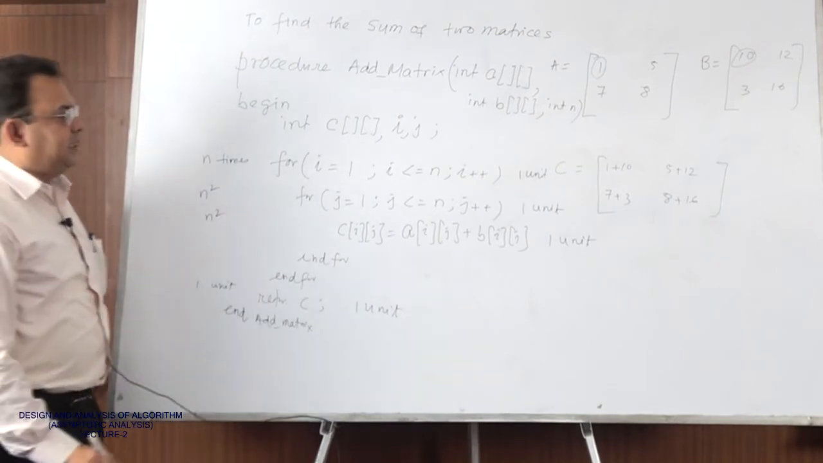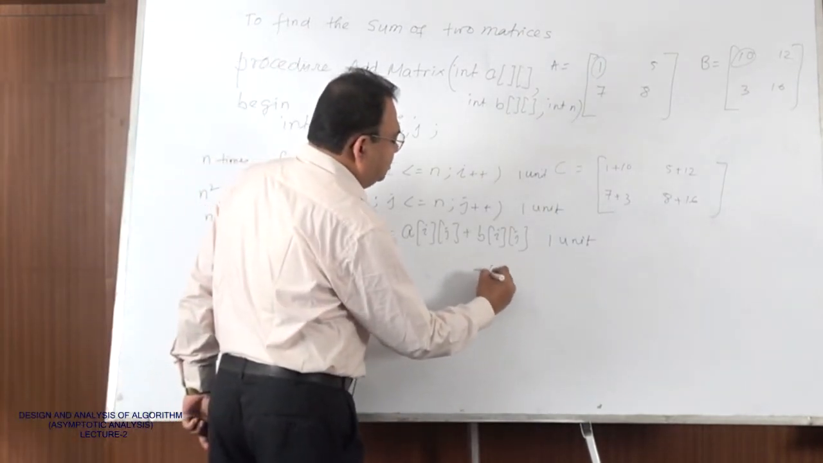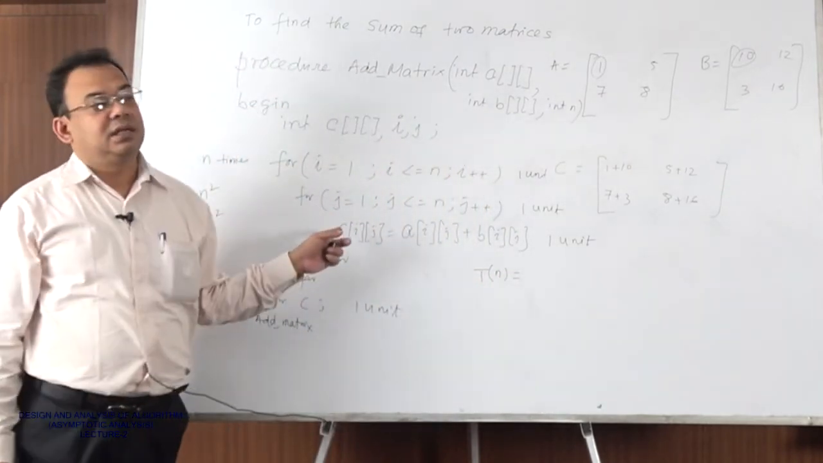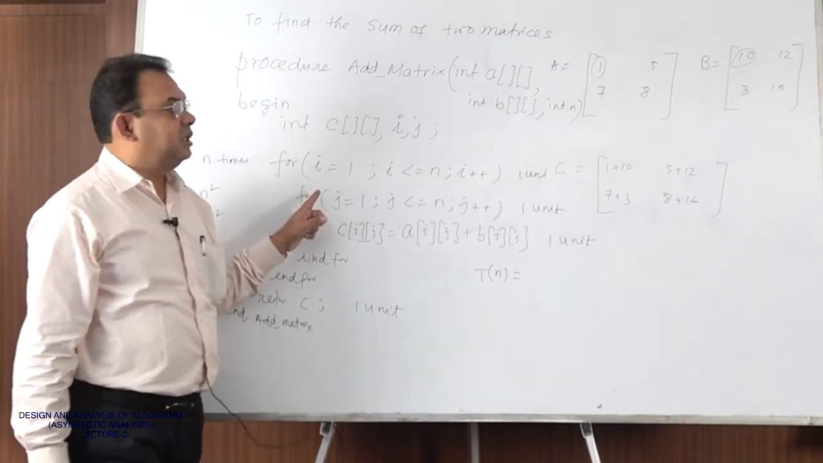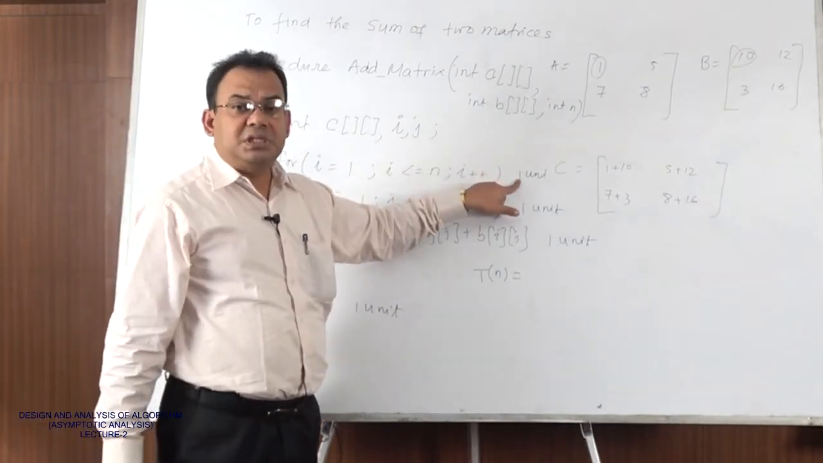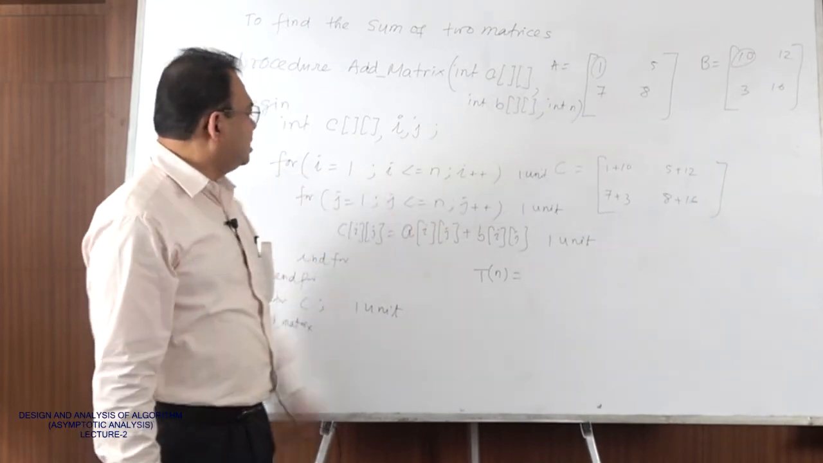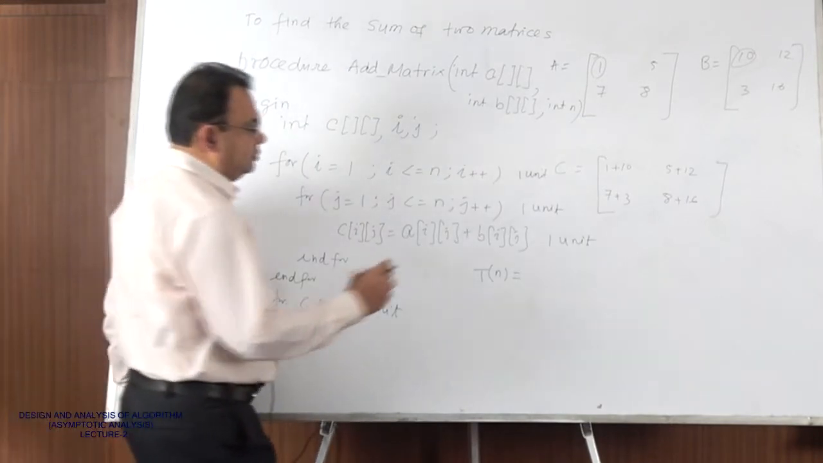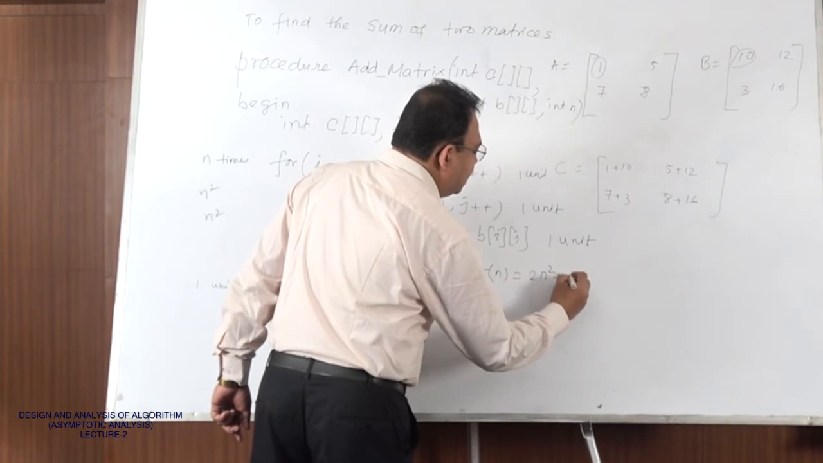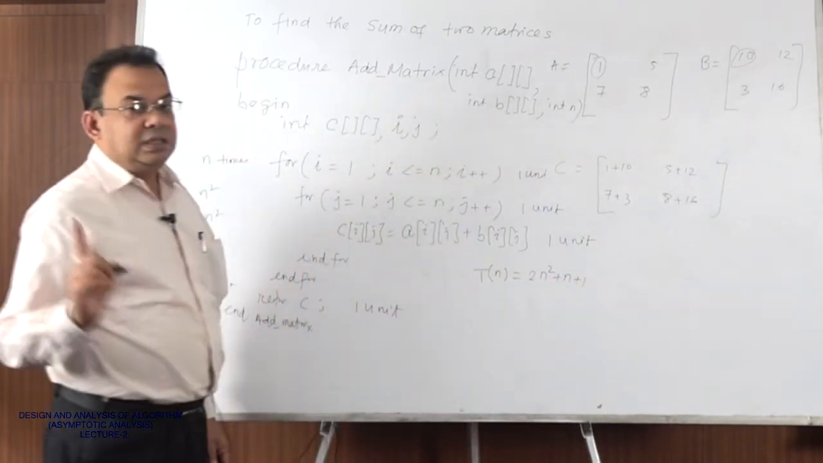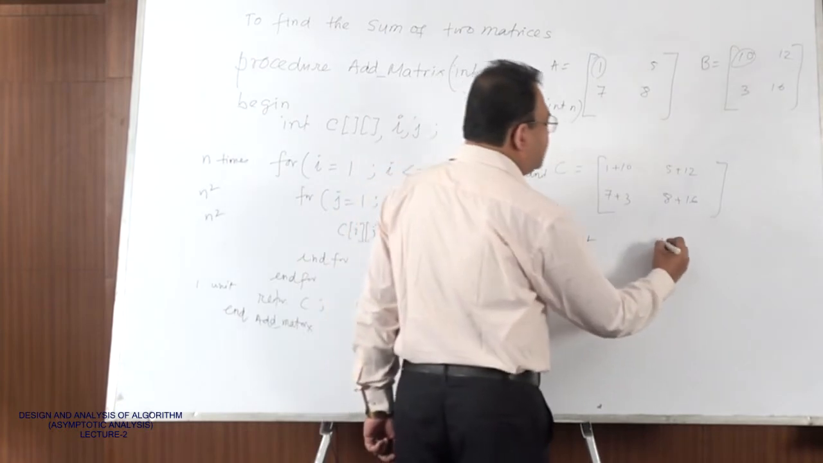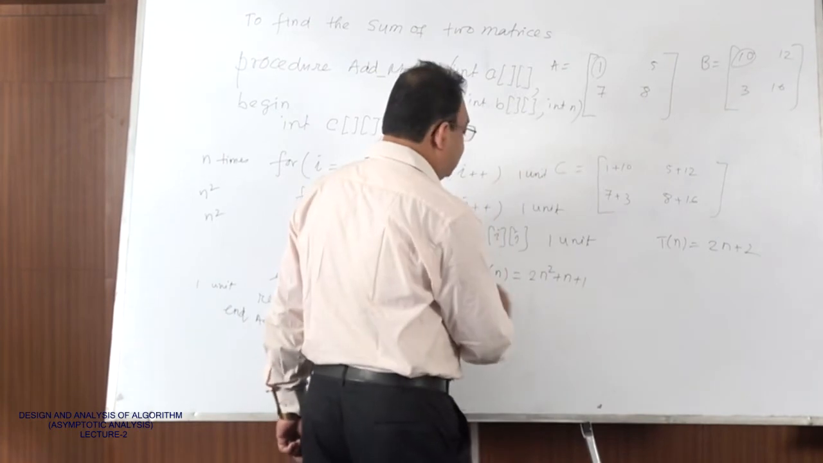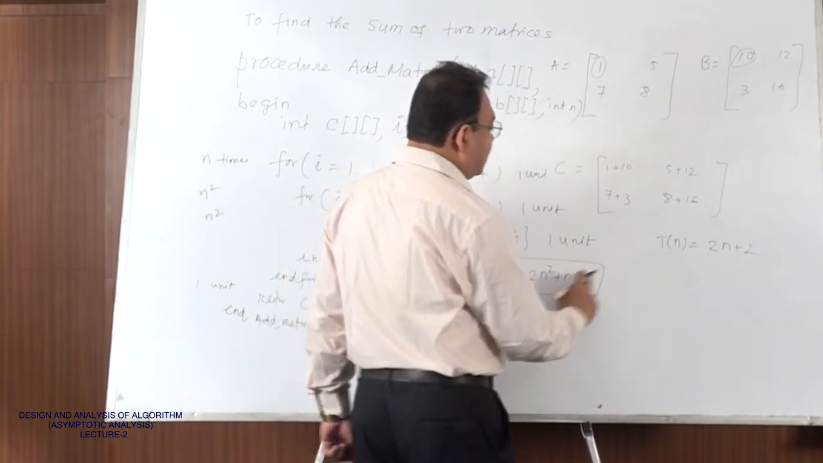So if I say T(n) is the total time consumed by the algorithm, again here the time is the number of units. We are not interested in the absolute value of this time, because it is not possible for us to calculate. So the total is 2n square plus n plus 1. In the earlier program we calculated the time as T(n) equal to 2n plus 2, and here it is 2n square plus n plus 1.